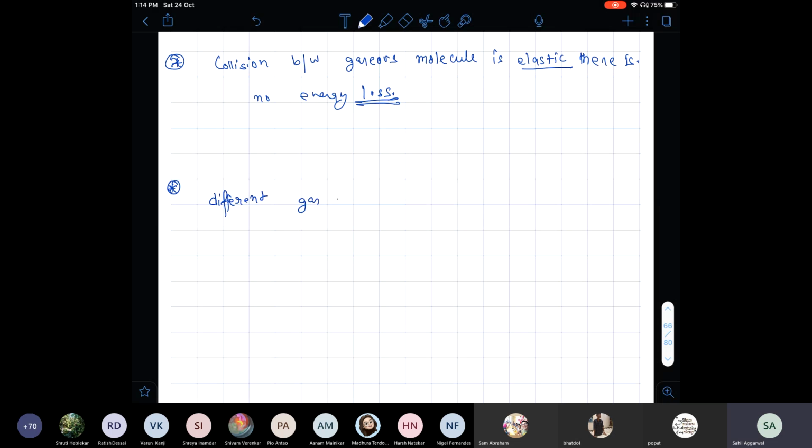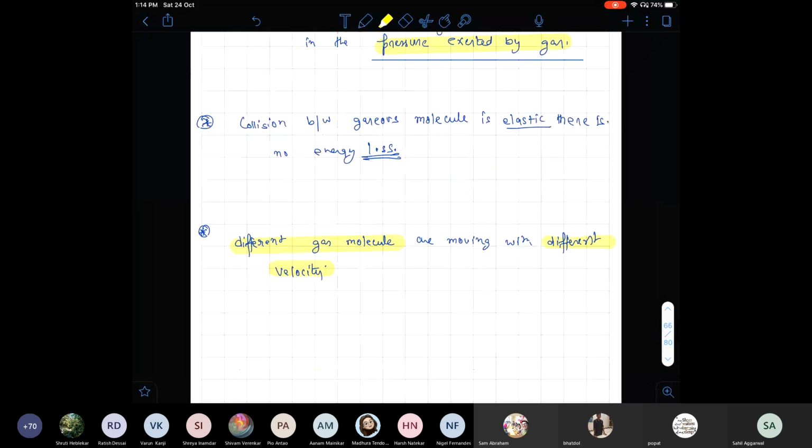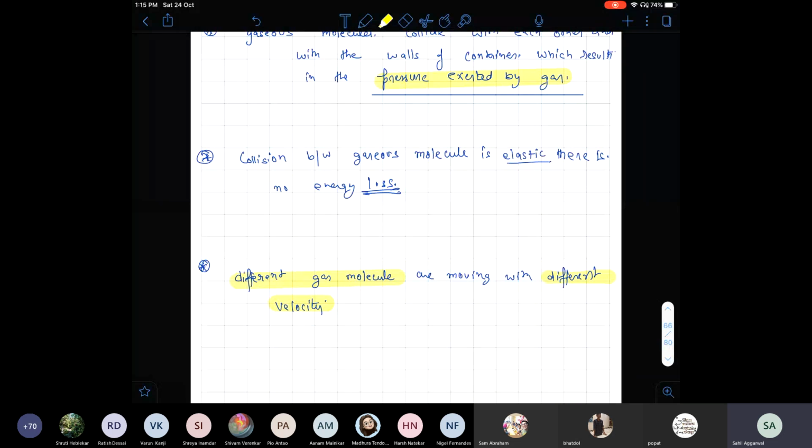Different gas molecules are moving with different velocities. Okay, all of them have different velocities. Understood? It's not like all the molecules are moving with the same velocity. Some are moving with high velocity, some are moving with low velocity. Understood?